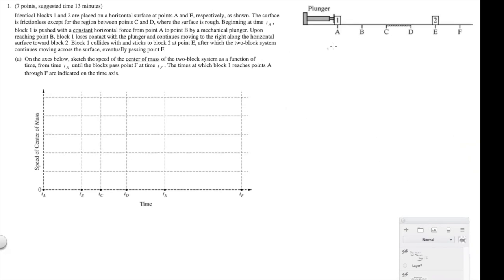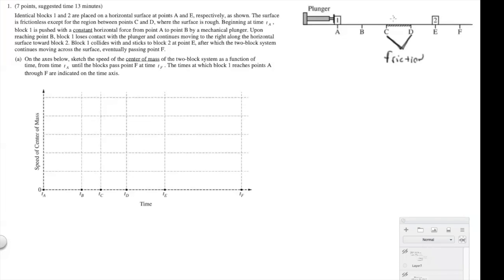So they set up this whole situation. Let me refresh myself. We've got 2 blocks, 1 and 2. The surface is frictionless, except for this region right here. There's friction right there.